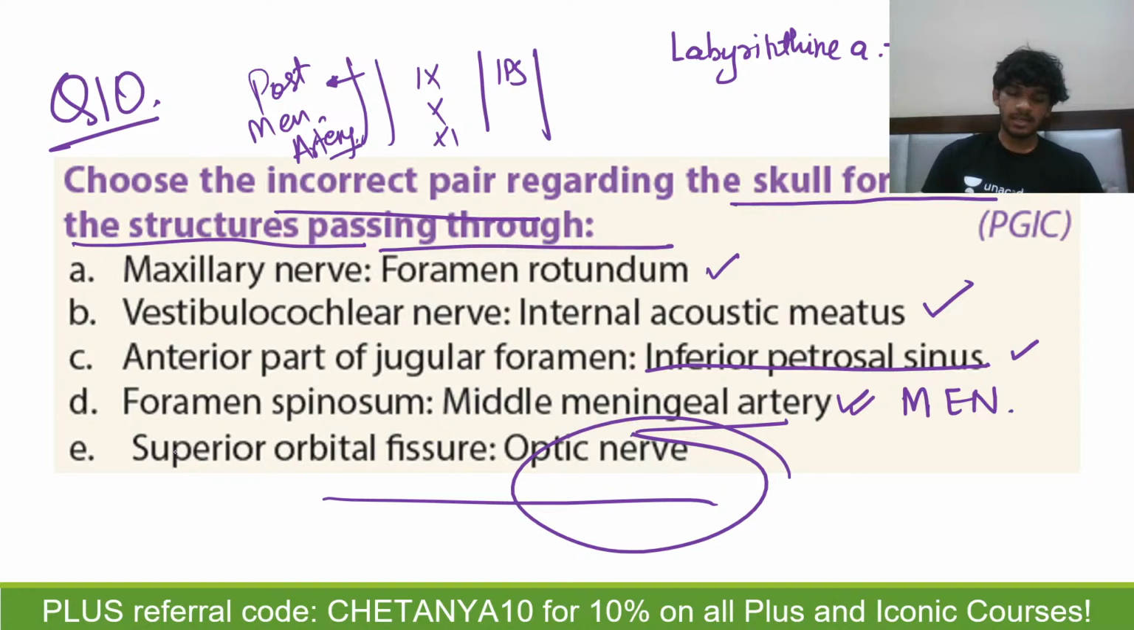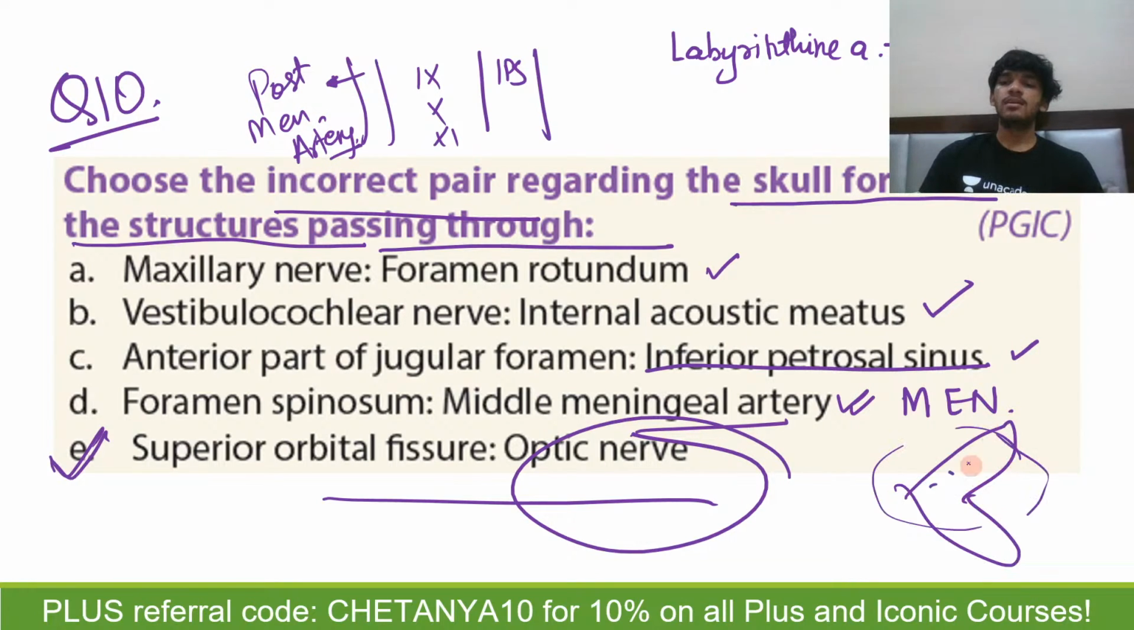Answer is E. Kuldeep is wrong, Sagarika is wrong, Mishti is wrong. Answer is E, because the superior orbital fissure is this structure. Through it you have these nervous structures passing: the superior and inferior divisions of oculomotor, nasociliary, and abducens. The optic nerve passes through the optic canal itself, right? So the optic nerve has its own canal through which you have the optic nerve and the ophthalmic artery. You understand why it is E here? Please write yes if you understood why the answer is E.